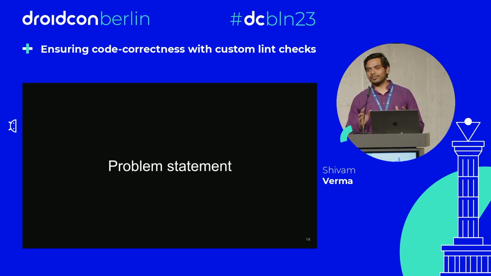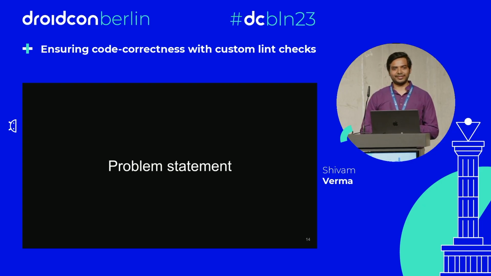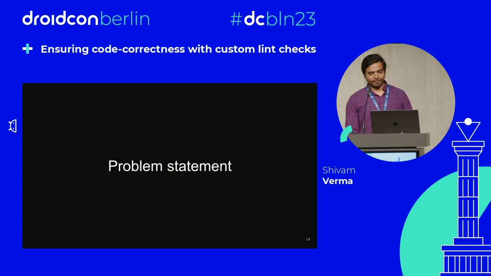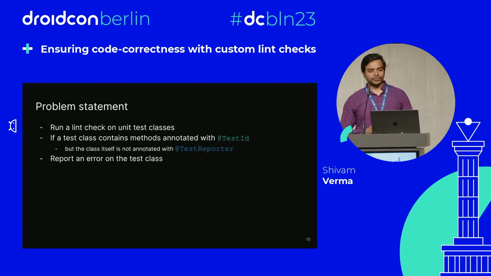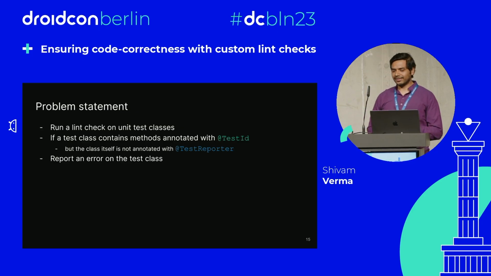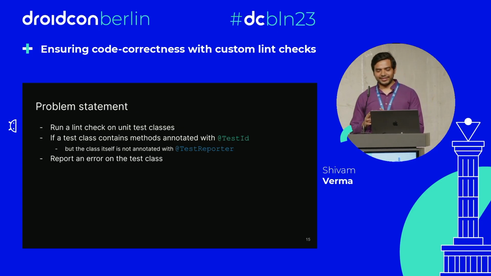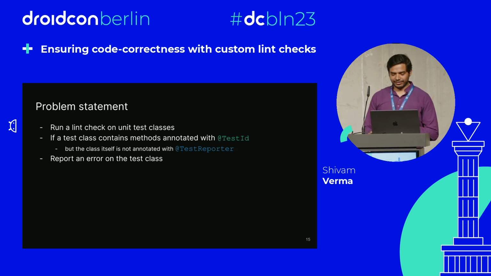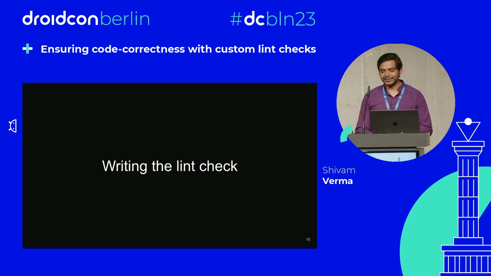So I thought this is a problem that could potentially be solved with a lint check, and in the hopes that future developers do not fall into the trap that I did, I thought let's try to solve it. What we really want to do is run a lint check on unit test classes. If a test class contains methods annotated with test ID, but the class itself is not annotated with a test reporter, we want to report an error on these test classes. We want it to show up in the IDE, and hopefully the developers will add this annotation.